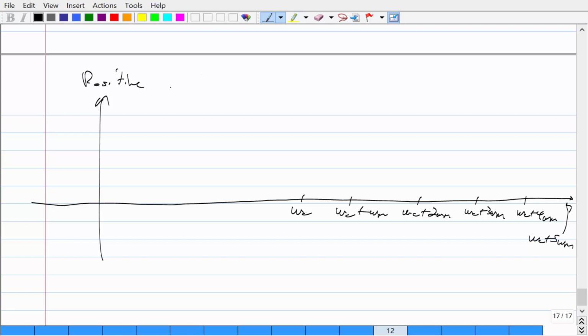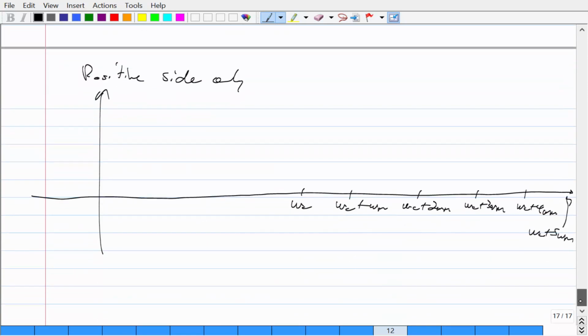Positive side only. Okay? All right. So omega c, and then from here, this is omega c minus 5 omega m. I ran out of room here, so let me adjust this a little bit. Let me go all the way out here. Okay, so we have 1 and then 2.